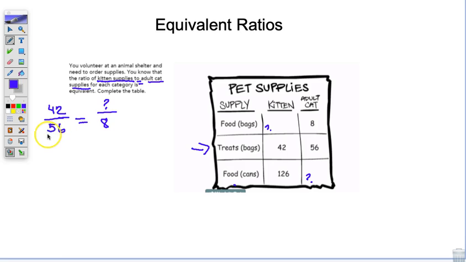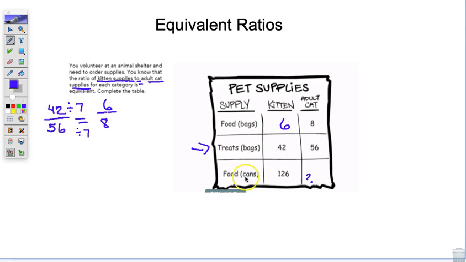Since these are equivalent ratios, we know by looking at 56 that we must have divided that by a number to get 8. 56 divided by 7 is 8. So let's do the same thing to the numerator. Let's divide that by 7. 42 divided by 7 happens to be 6. So that missing value right there is a 6.